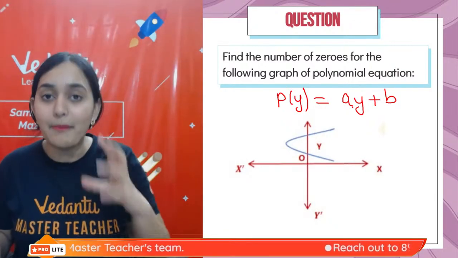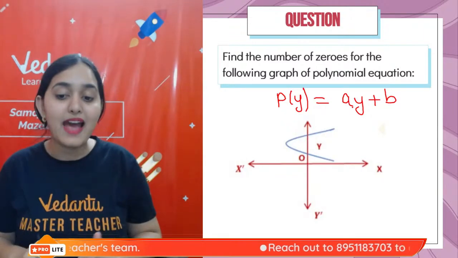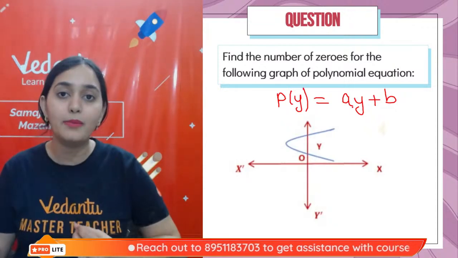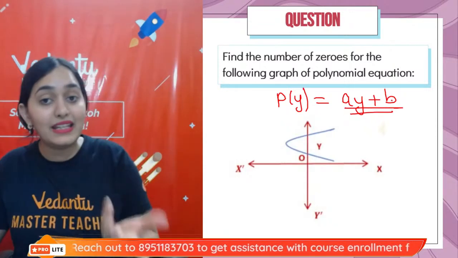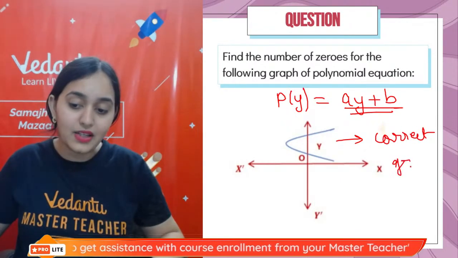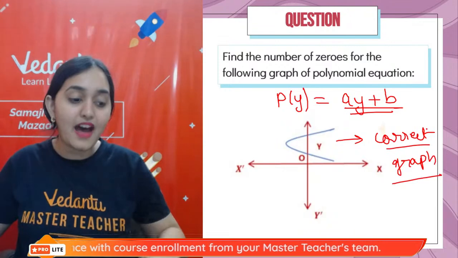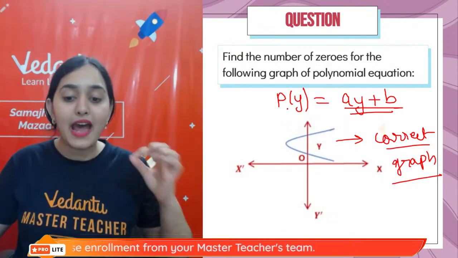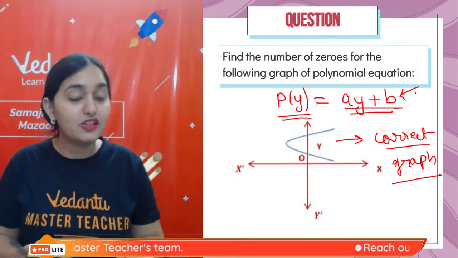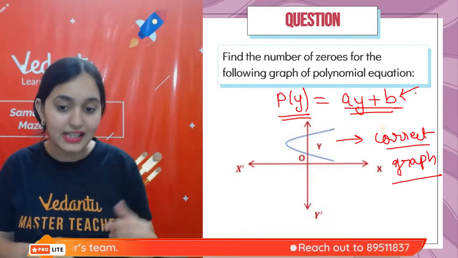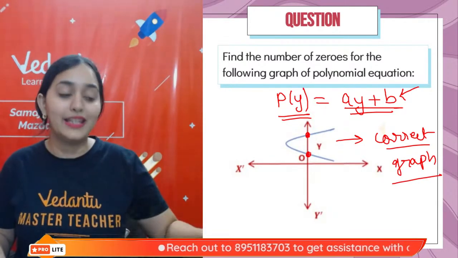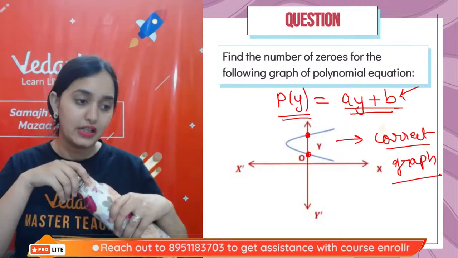There is no compulsion that the polynomial has to be an x variable polynomial. The variable can be anything. This is absolutely a correct graph, and this graph is basically denoting that your polynomial is in terms of variable y. It is not in terms of variable x. So it is having two distinct roots over here.